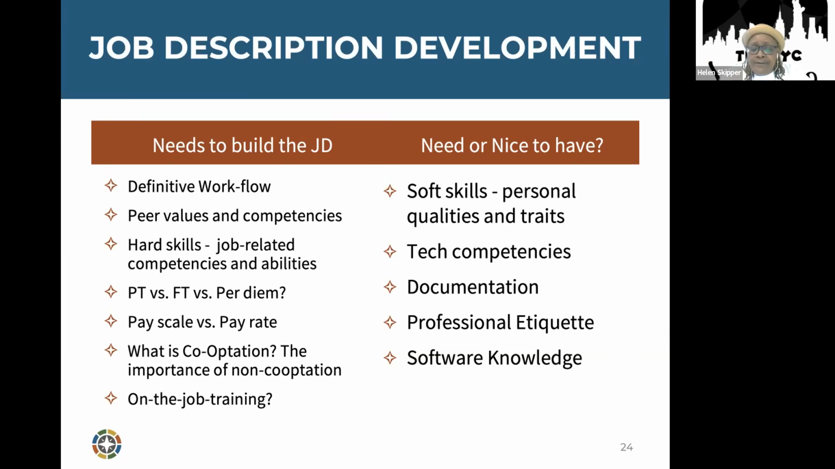We definitely need to understand what co-optation is, and the importance of non-co-optation. And co-optation is basically, in real short and simple, hiring me under a peer support salary, but giving me job duties and having me do the job of a counselor or a case manager or other things, but not paying me as such. So we don't want to be co-opted.